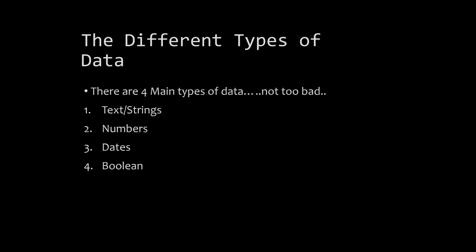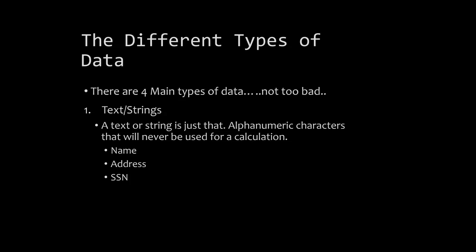There are four main types of data. It's kind of the same thing in the database world and in every language that's out there. There are a few extra ones here and there, but when I talk about these four main ones, these are the ones you're going to probably use 95, 96, 97% of the time, if not more. There's text and strings, there's numbers, there's dates, and there's booleans. For text and strings, it's just that. It's alphanumeric characters.